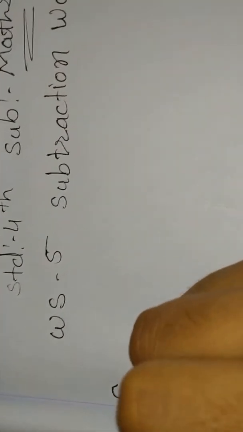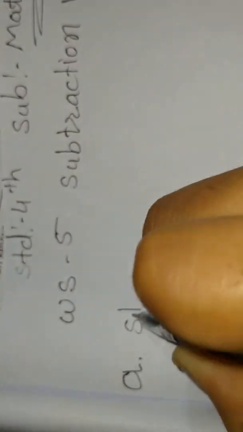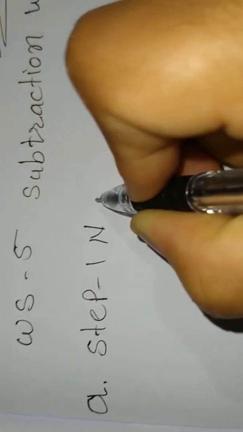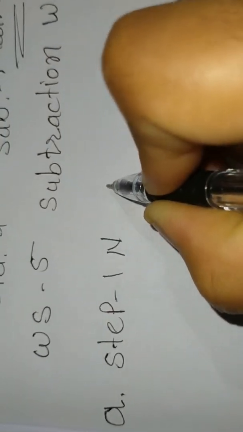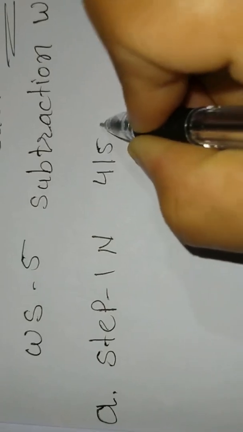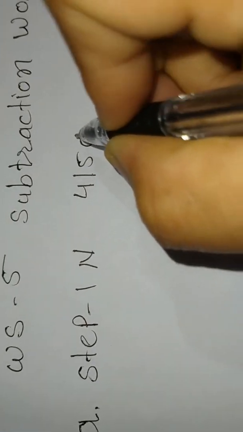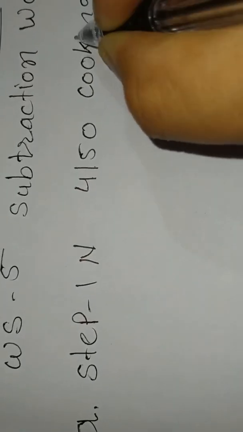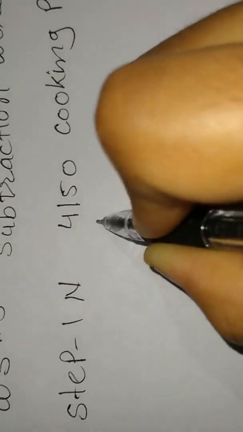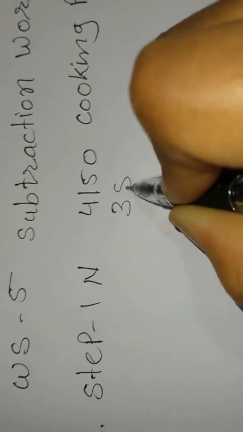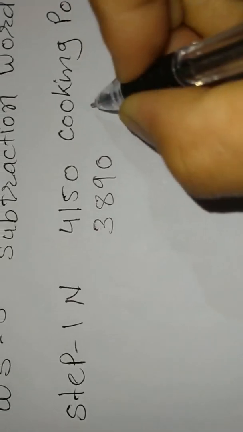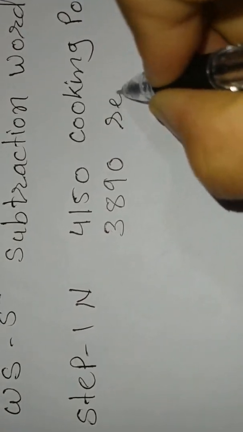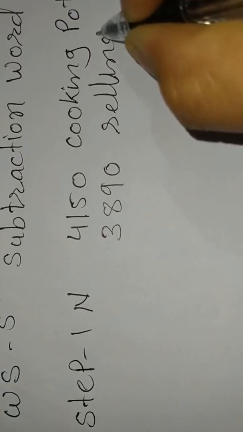So first sum. Step number 1 is we have to find the numbers and keywords. So the numbers are 4,115 cookies, pots, and 3,819 selling pots.